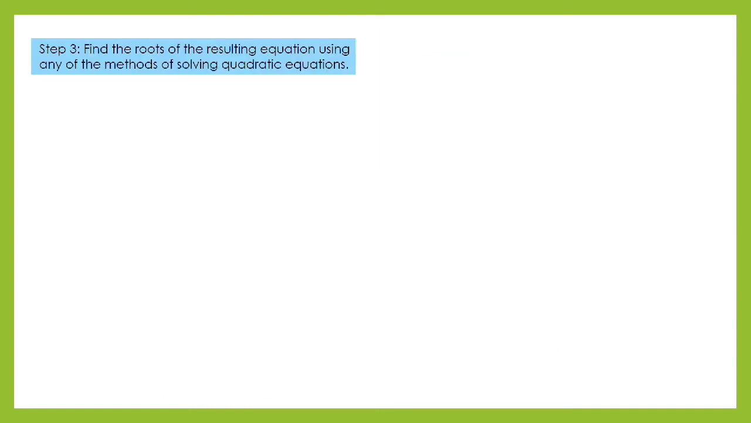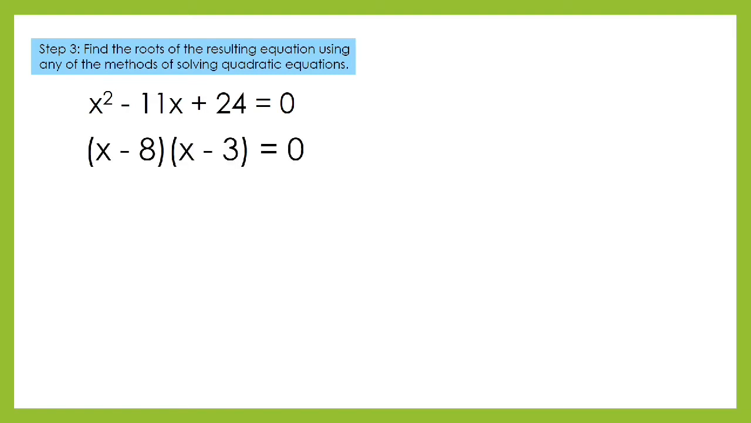This is the step 3 in solving rational algebraic equations. Find the roots of the resulting equation using any of the methods of solving quadratic equations. Ito yung standard form ng ating rational algebraic equation na given kanina. X squared minus 11x plus 24 equals 0. Since factorable yung ating equation, we can use the method of solving quadratic equations by factoring. The factors are x minus 8 and x minus 3.